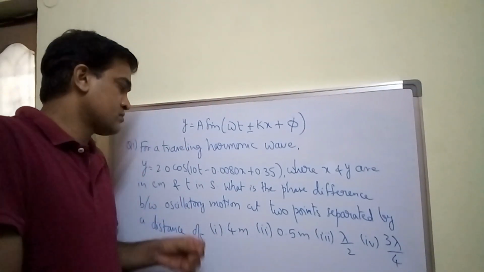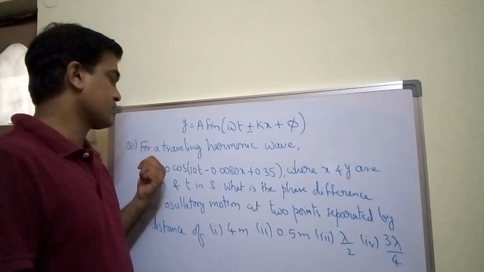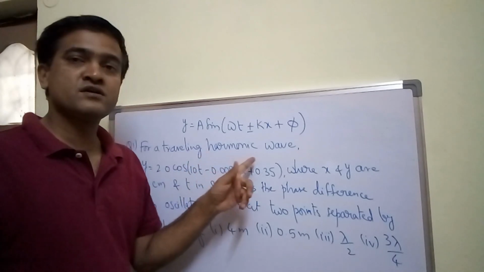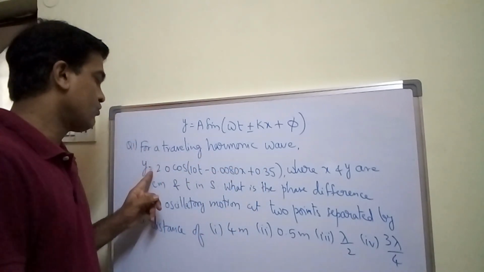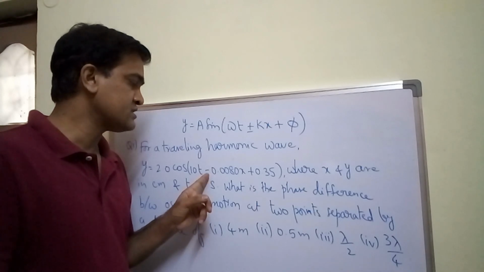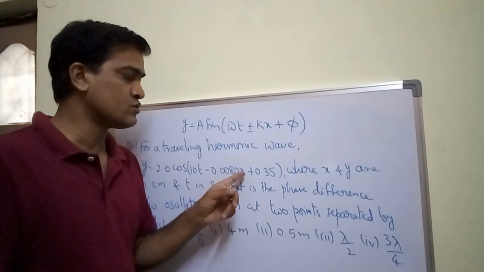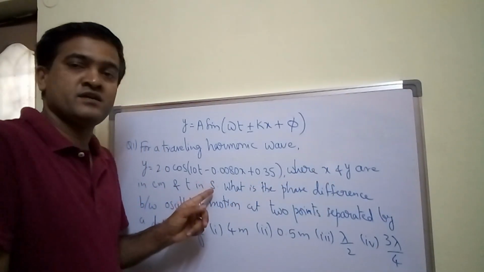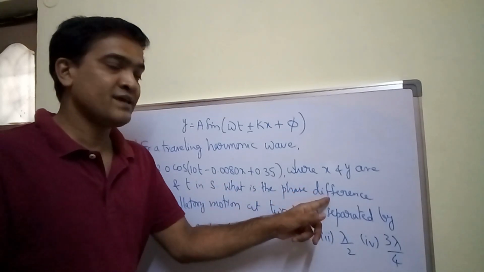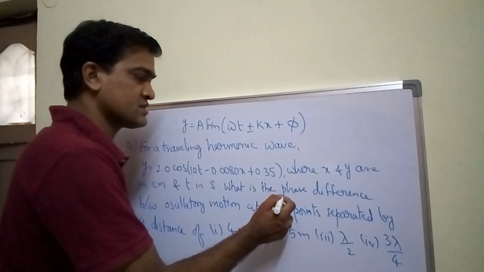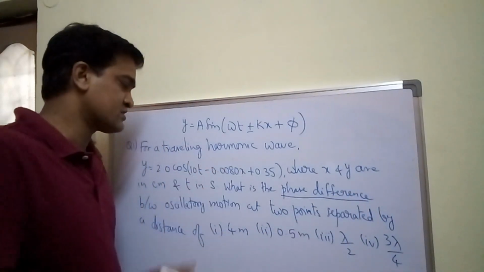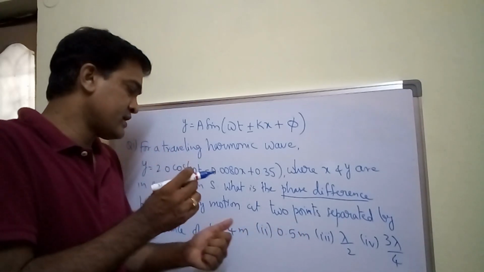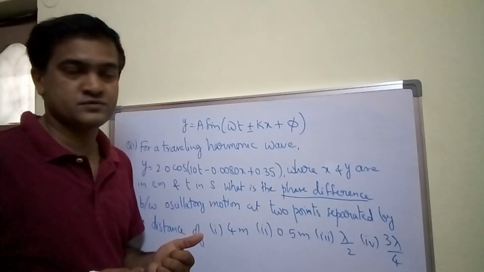Yeah. So I have written a question here. This is question number one, the first numerical for today's session. For a traveling harmonic wave, y is equal to 2 cos(10t minus 0.080x plus 0.35), where x and y are in centimeter and t in seconds. What is the phase difference? That means delta phi is being asked.